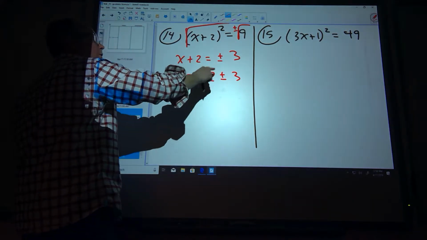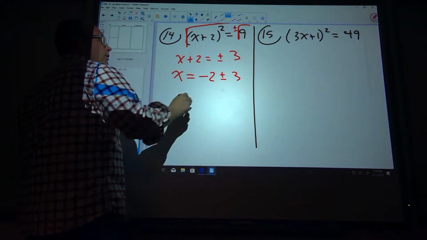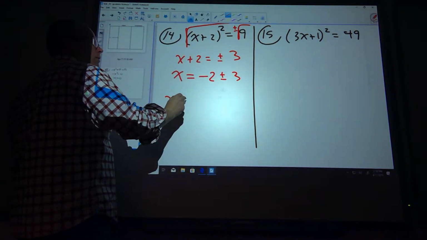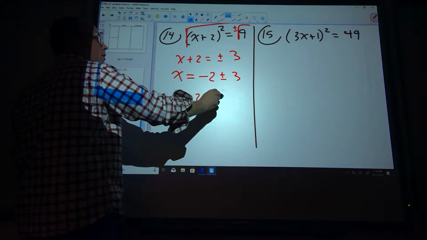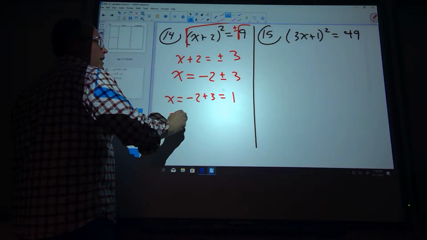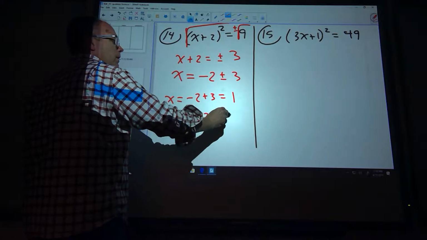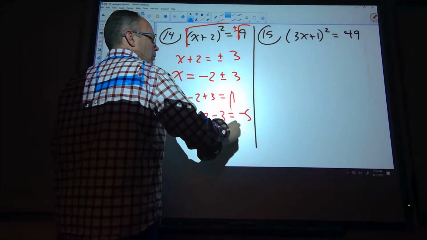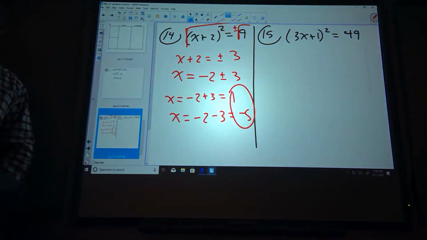And remember I said this is two answers? What's negative 2 plus 3? 1. And what is negative 2 minus 3? Negative 5. So those are my two answers right there, 1 and negative 5.